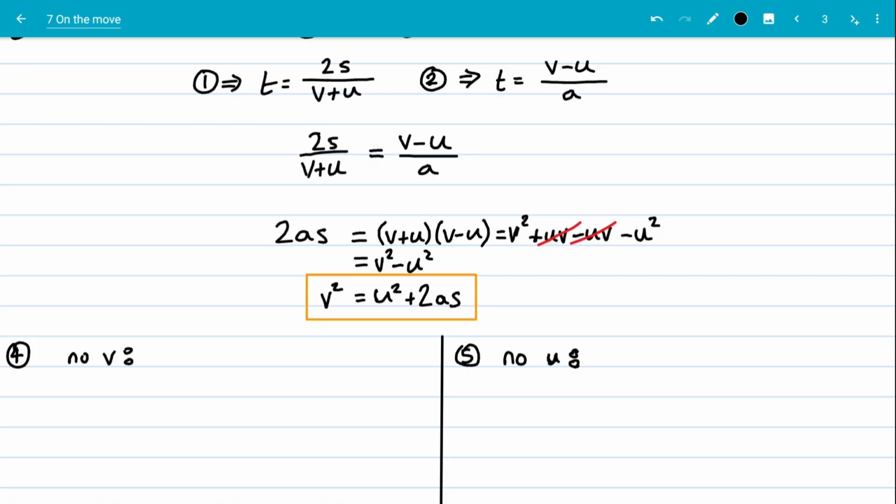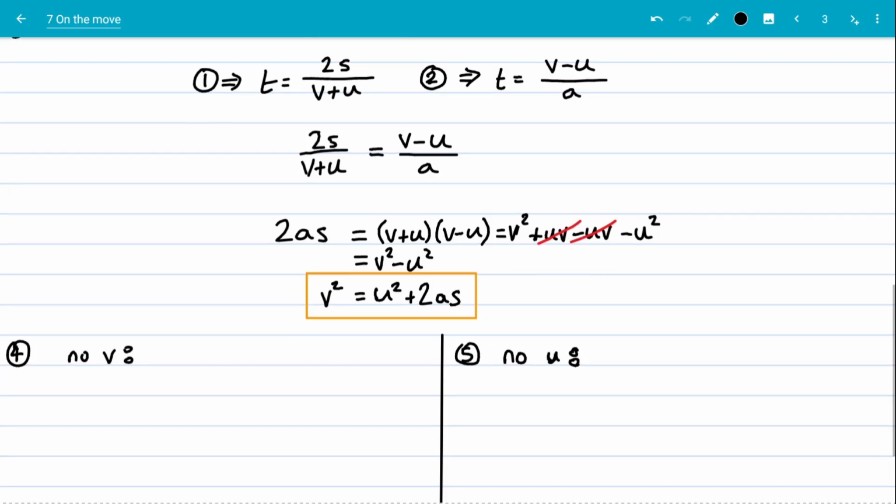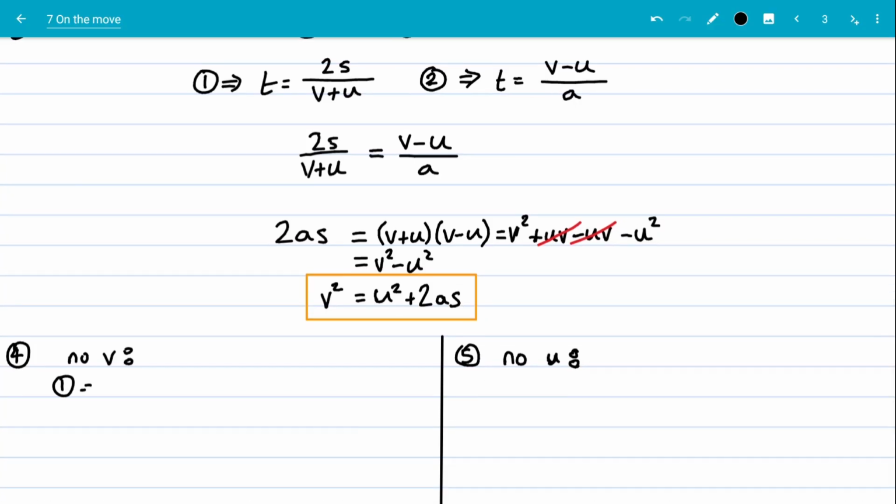equations. So the no-v equation, we'll take equation 1, but we'll write it with v as the subject. So that's going to be 2s divided by t minus u.